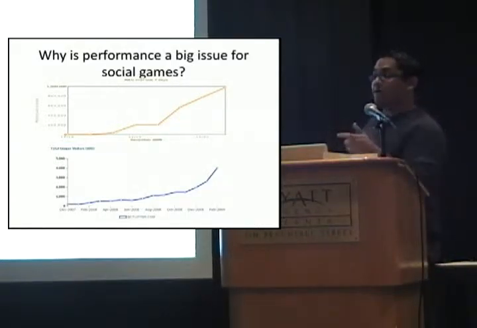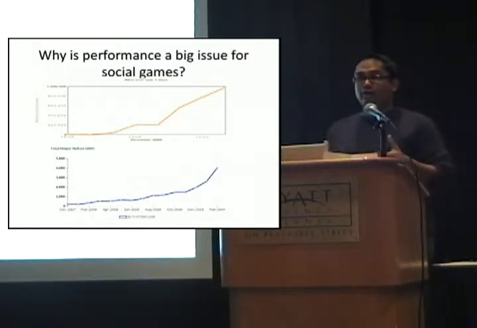And just to compare how huge it is, the graph at the bottom you see is how much time it took Twitter to get to 1 million users. 9 months. So you can imagine how fast users get added to these social games.